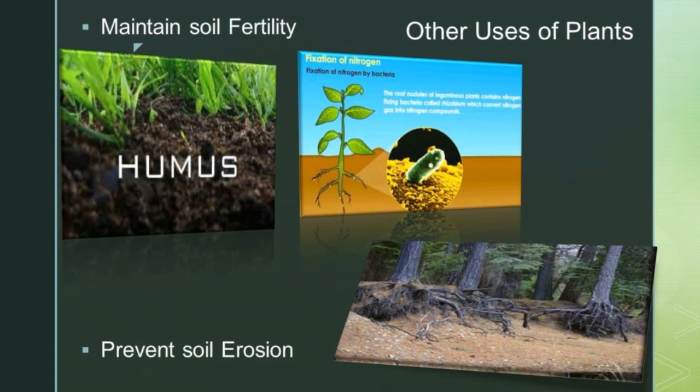Next, prevent soil erosion. Plants, when grown densely, will prevent soil erosion. That is, in times of wind or flood, the fertile top layer of soil is carried away by air or water. This is prevented by plants if grown around.